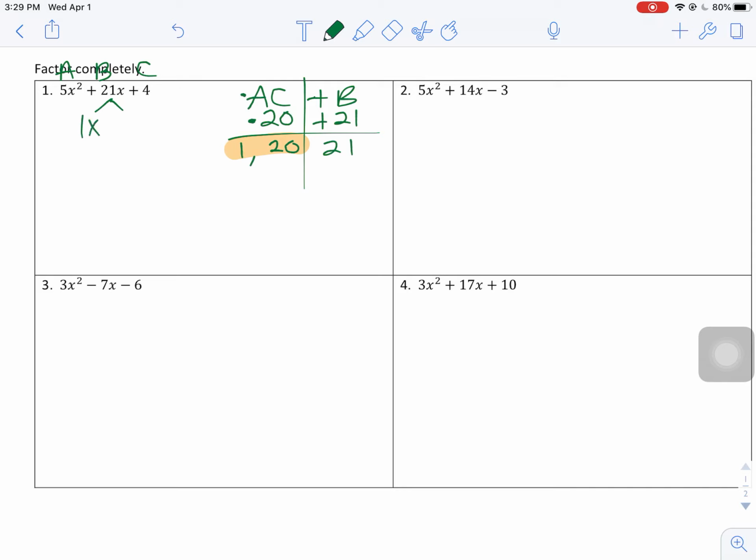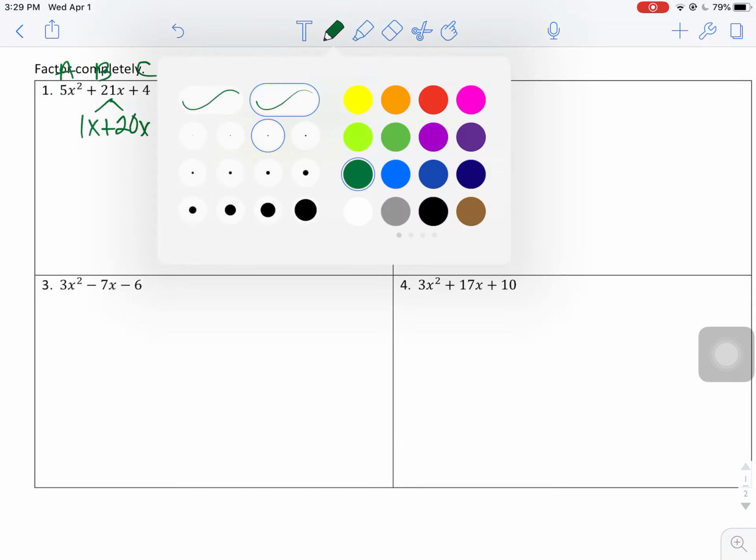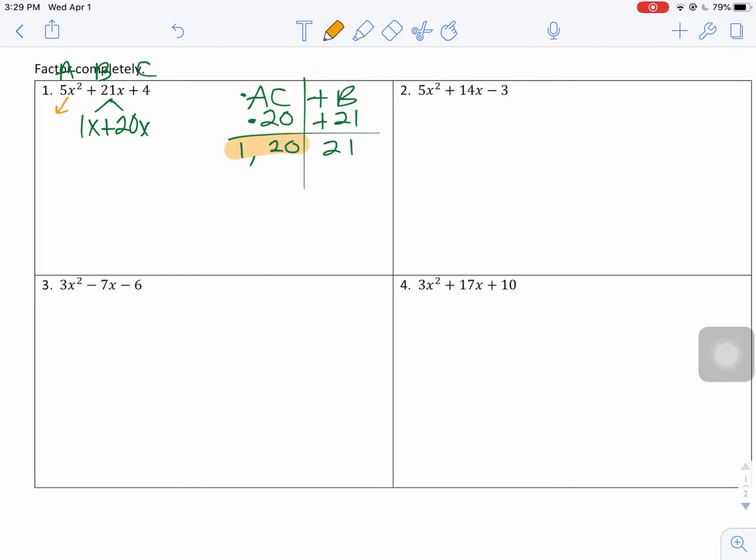So we're going to split 21x into 1x and 20x. We're going to drag down the 5x squared in the front. We're going to drag down the plus 4 in the back, and then we'll do factor by grouping. So in that first set of parentheses, my GCF is x. So I'm going to divide out an x.